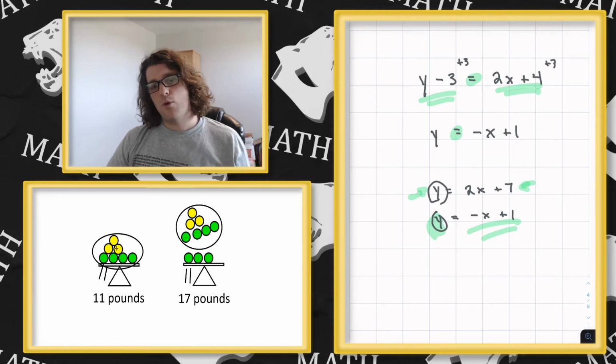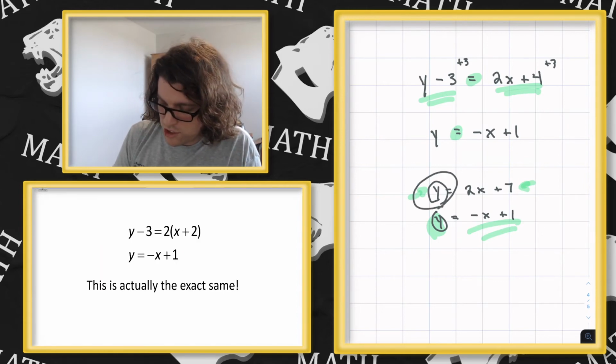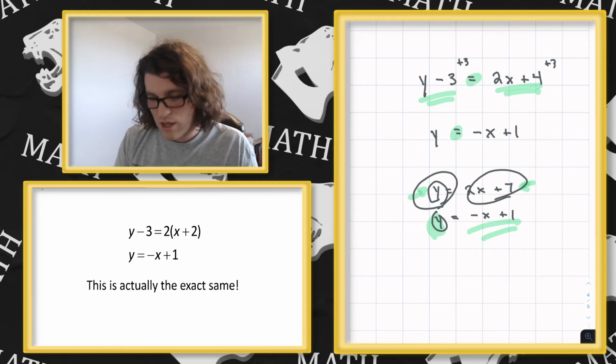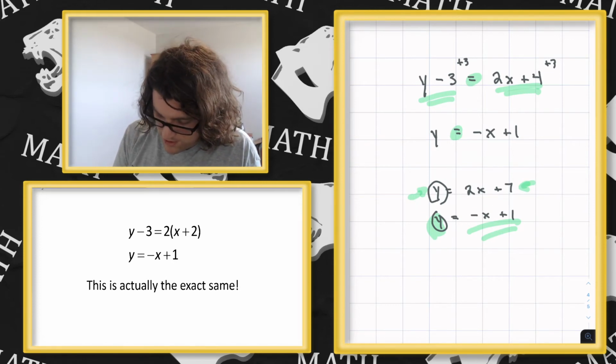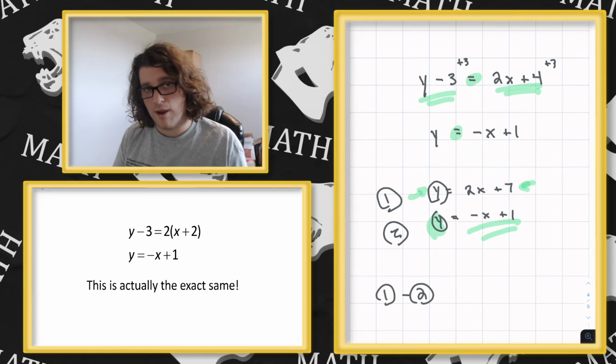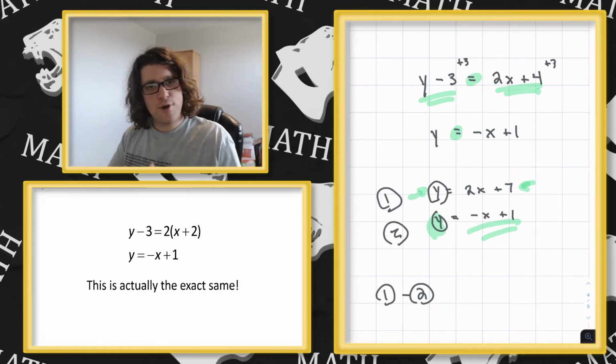So this is like one side of our equation, and this is the other side of our equation with the 11 and 17. Over here, I have one side of my equation, and I have the other side of my equation. I'm going to subtract, and I'm going to label my equations. So I'm going to label this one as equation 1, and this one as equation 2. And I'm going to subtract equation 2 from equation 1. So on one side of the equal sign, I subtract.